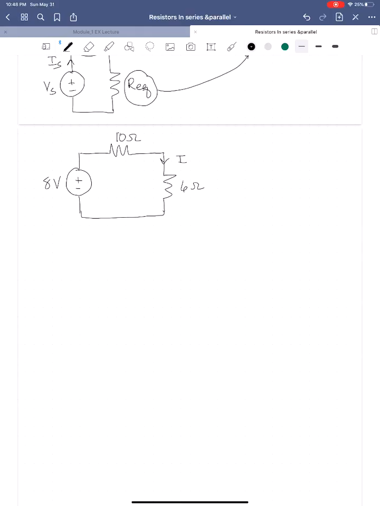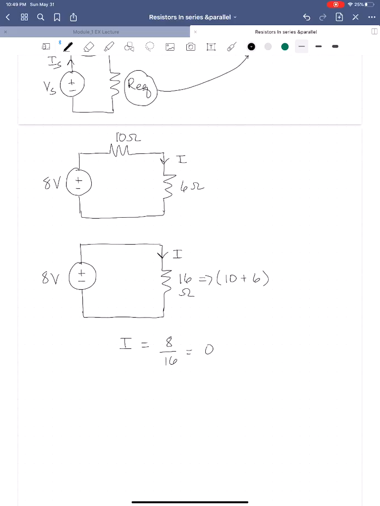So we can simplify the circuit down to a single source and a single resistor. The single resistance is 16, which is equal to that 10 plus 6 series combination. Okay. And we have the current I, and this is just an Ohm's law equation now. I is equal to 8 over 16, which is equal to half an amp. Okay, so resistors combine by adding. Simple as that.